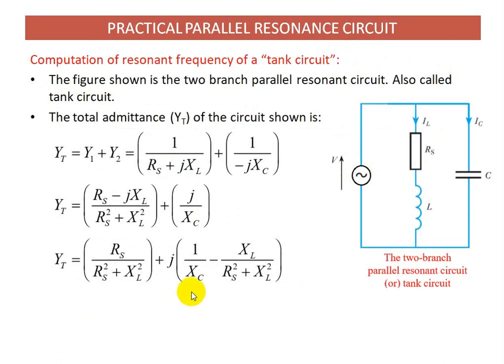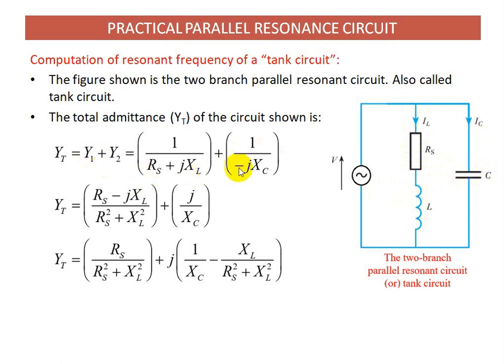Coming to the practical resonant circuits, it's a practical parallel resonant circuit. Actually, you see only two branches. There is no branch for a resistance separately. So here the resistance Rs is in series with inductance and current IL is flowing, and here capacitance is C. This is another branch connected across the source and current is IC.